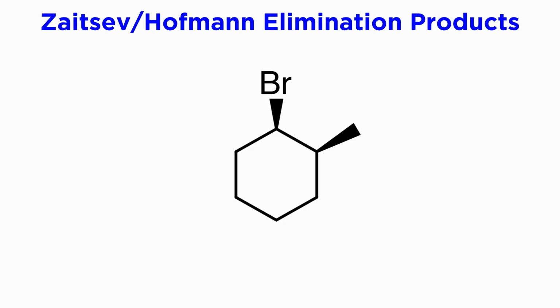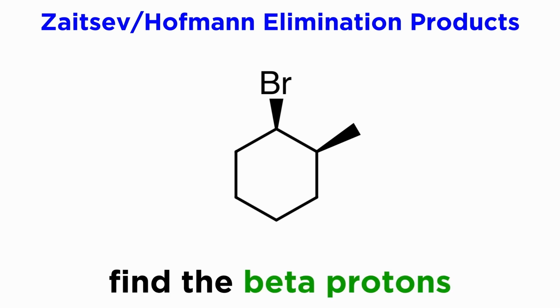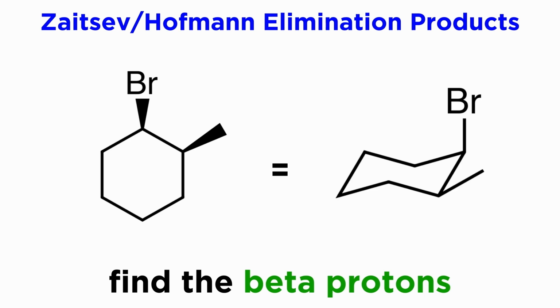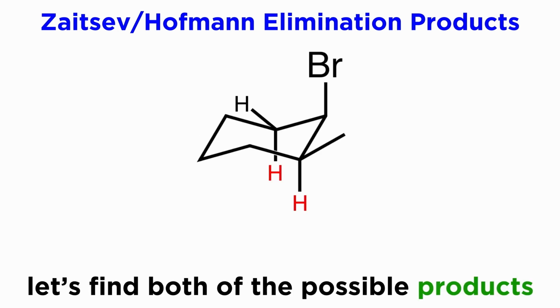Let's say we have this starting material here, and we react it with a strong base, such that E2 can occur. Let's identify all of the beta protons that will be available for elimination. Well, if we were to draw out the chair conformation for this molecule, we would find that this proton is available, and since there are two protons on this other carbon, we know that one of those will be available. Extraction of these protons by the base would lead to two different products. So let's show the pathway to those two products now.